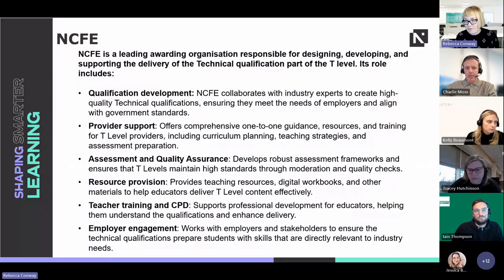This is NCFE, and I won't go through this whole thing because we're giving you these slides afterwards. NCFE are the awarding organisation who design, develop and support delivery of the technical qualification that's in the T-level. The T-level is owned by the Institute for Apprenticeships and Technical Education, but NCFE delivers that on their behalf. Here are some of the different types of resource that NCFE provide. Tracey, a colleague from NCFE, will go through those today.